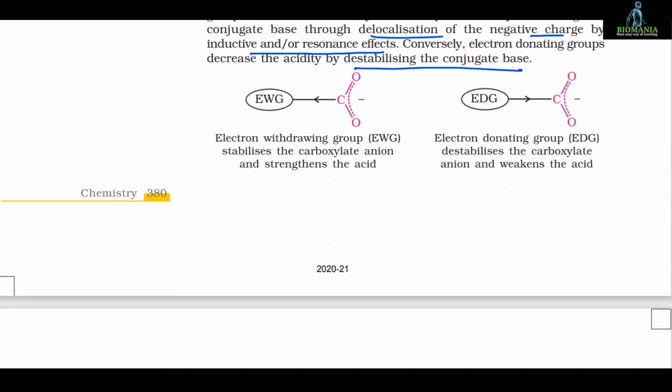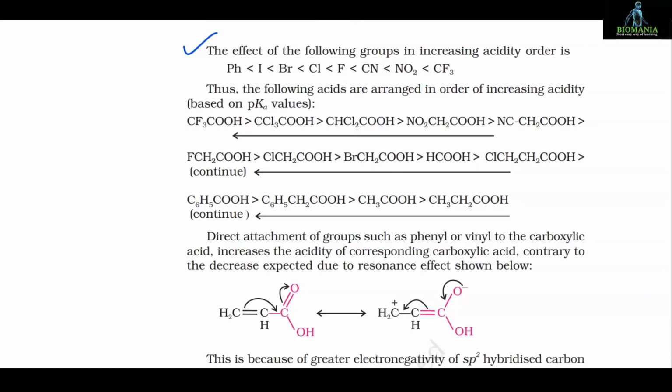Here you can see that an electron withdrawing group, EWG, stabilizes the carboxylate ion and strengthens the acid. And here you can see that an electron donating group destabilizes the carboxylate ion and weakens the acid. The effect of the following groups in increasing acidity order is: Ph < I < Br < Cl < F, then < CN, then < NO2, and < CF3. Thus, the following acids are arranged in the order of increasing acidity based on pKa value. Here you can see that order.